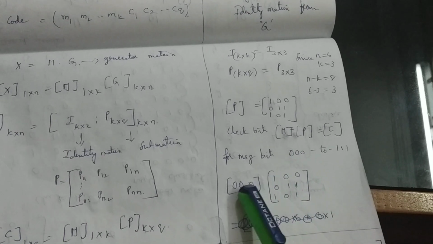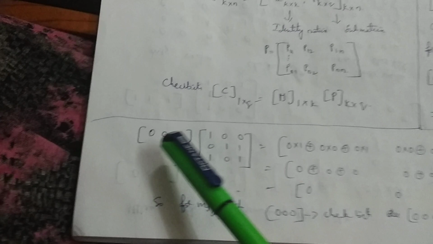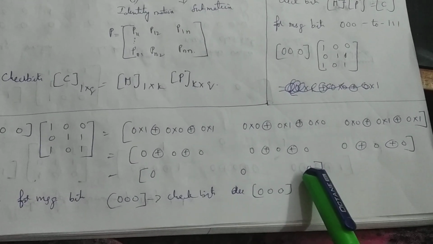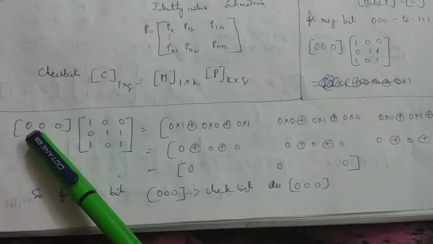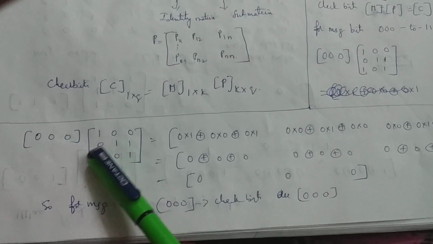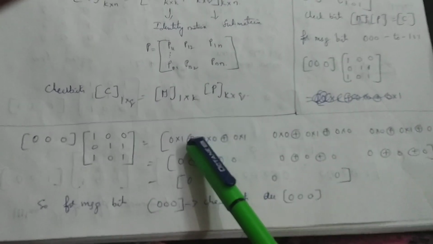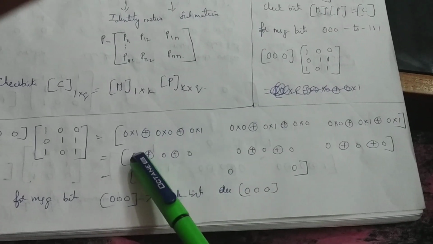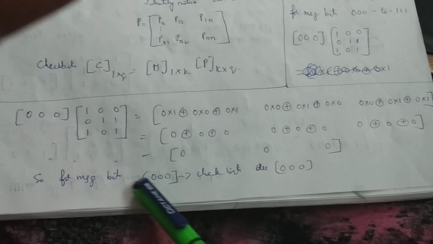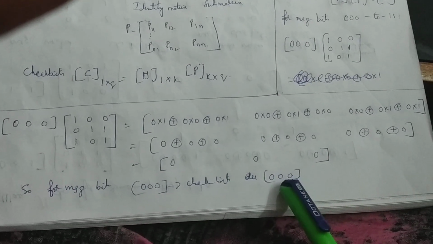So consider my first message signal 000 into the submatrix. After doing the multiplication, the resultant value is 0, 0, 0. That is, that row multiplied with column: 0 into 1 plus 0 into 0 plus 0 into 1. Here you can't go for the plus, you have to go for the XOR operation. Accordingly, we have got the value as 0, 0, 0. So for the message bits 000, the check bits generated are 0, 0, 0.